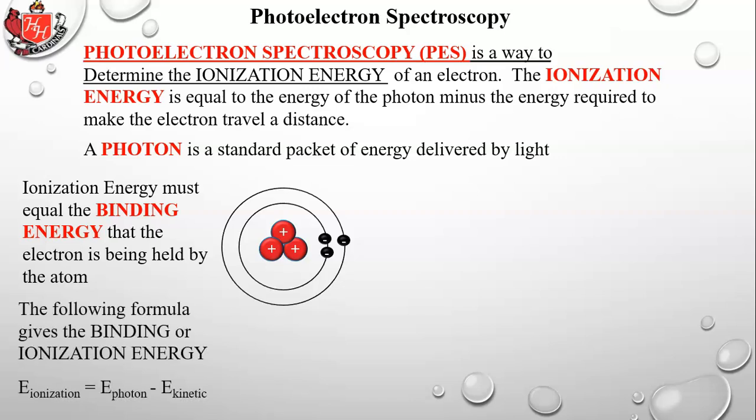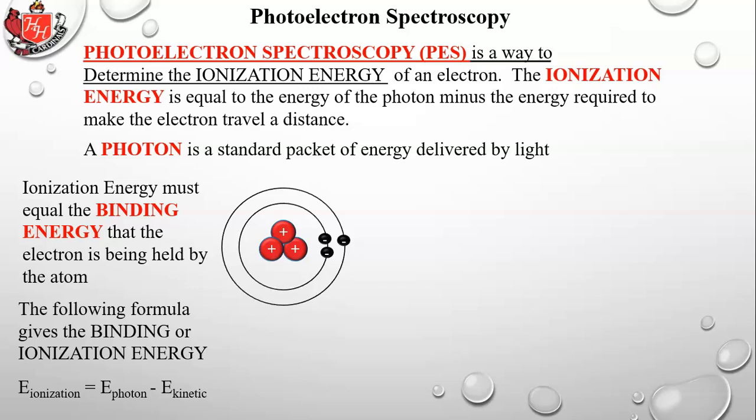So the following formula gives the binding or ionization energy. They're the same number, just opposite sign. The ionization energy is equal to the energy of the photon minus the kinetic energy of the traveling electron. So let's explain what that means.